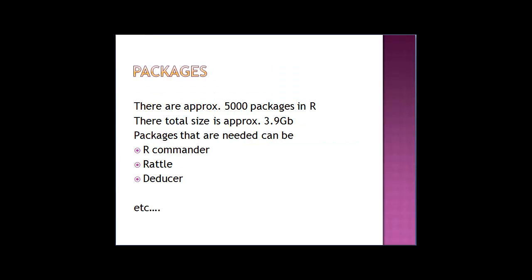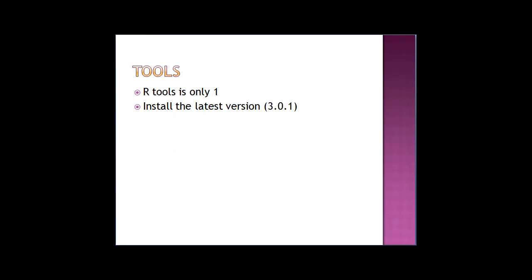Now, coming towards packages, there are approximately 5000 packages in R, so we do not need to install every package. If we install all the packages, it will take approximately 4 GB of memory. The packages that mainly need to be installed are R Commander, Rattle, and more. I will tell you how to install the packages. Now coming towards Rtools. Rtools is only one, and you can install the latest version of it, that is 3.0.1, which is the 64-bit version.